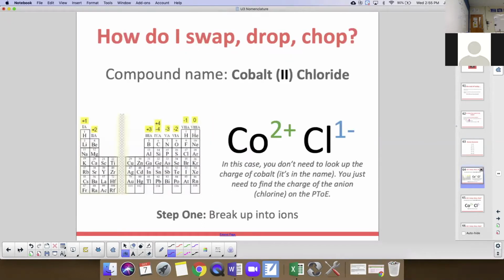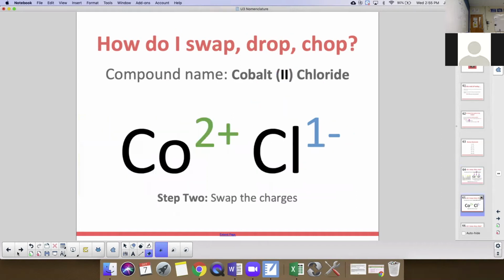All right. So how do you swap, drop, and chop with transition metals? So look right here. I have cobalt 2 chloride. So here's my cobalt. Here's the charge. Same exact thing we did, but hey, now the charge is given to you. You don't have to go thinking about how many did it lose, what did it gain, right? It's given to you. And then chloride, and you've got to find that charge just like we did before. Do you write that down? Yes, that's why it says cobalt 2 chloride as an example.